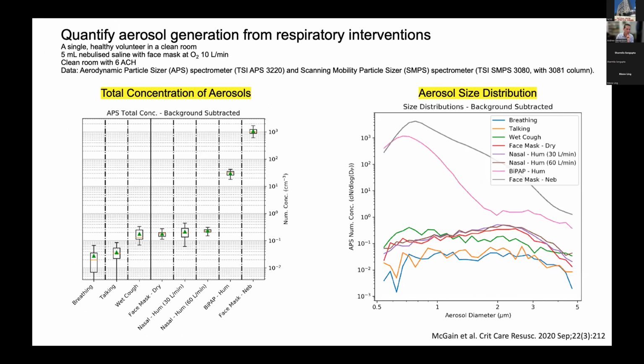This paper was interesting. It looks at the total concentration of aerosols and also the aerosol size distribution following various different procedures. So you can see here, this is total concentration of aerosols. We've got things like talking, breathing, a wet cough, a face mask, etc. And over here the BiPAP. The procedure with the most aerosols by quite a fair way, given this is a logarithmic axis, is a face mask with a nebulizer.